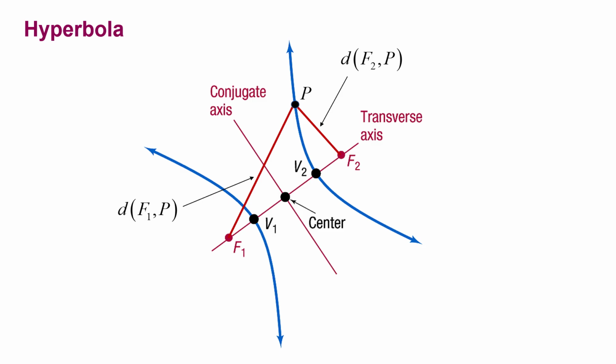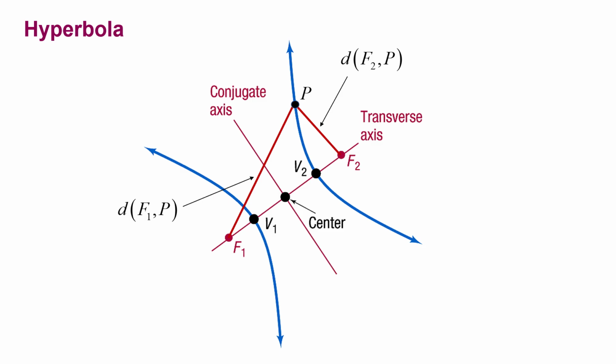The hyperbola consists of two separate curves called branches that are symmetric with respect to the transverse axis, the conjugate axis, and the center. And the points of intersection of the hyperbola and the transverse axis are the vertices v sub 1 and v sub 2.